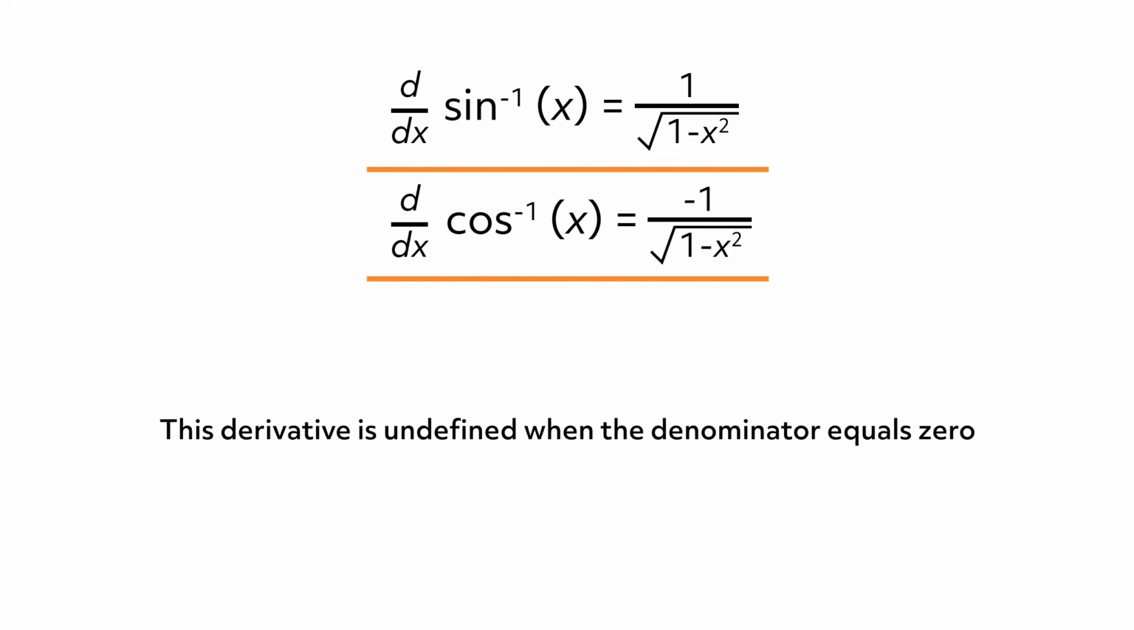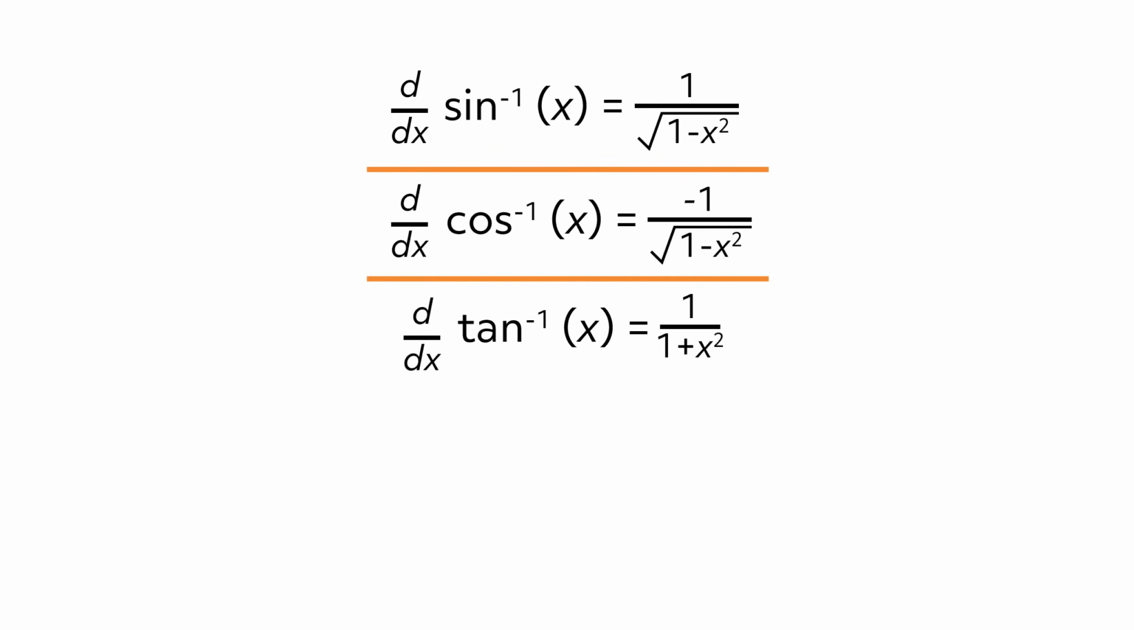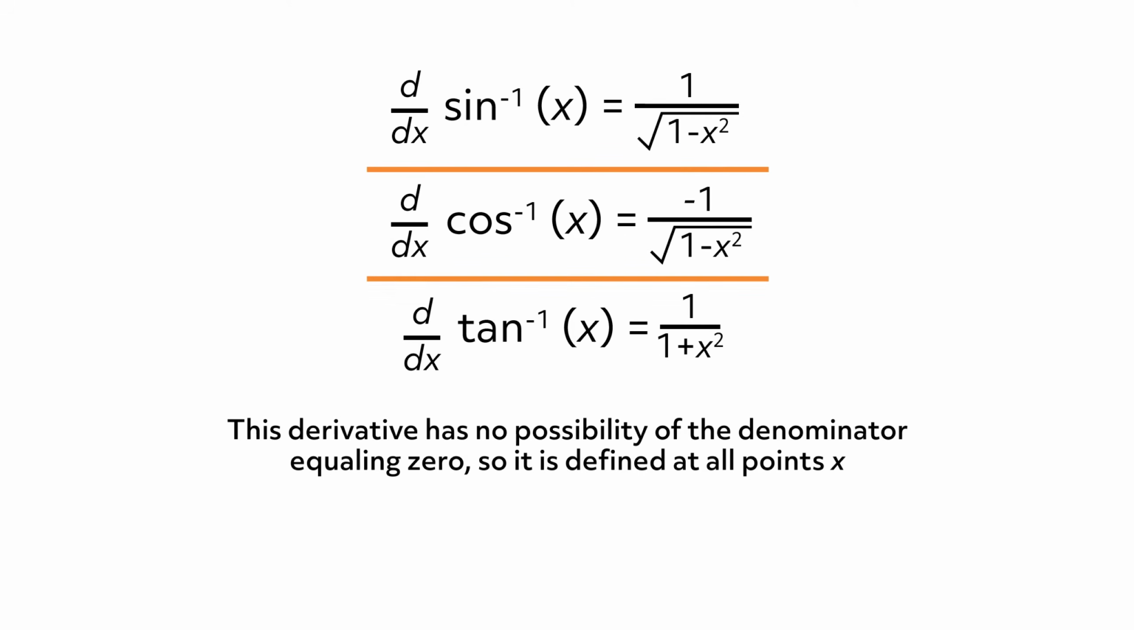Once again, this derivative is undefined when the denominator equals 0. The derivative of tangent inverse is 1 over 1 plus x squared. This derivative has no possibility of the denominator equaling 0, so it is defined at all points x. Before we go on with the other three, let's try a couple of examples with these derivatives.